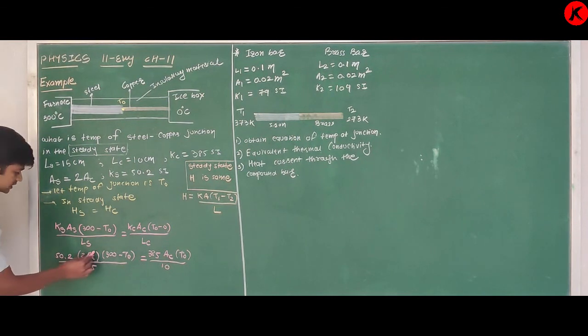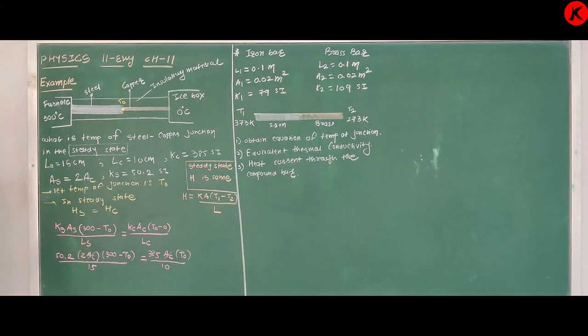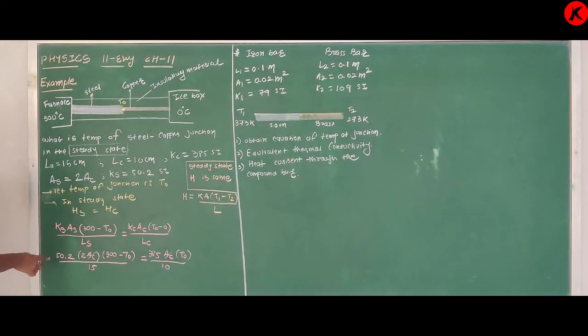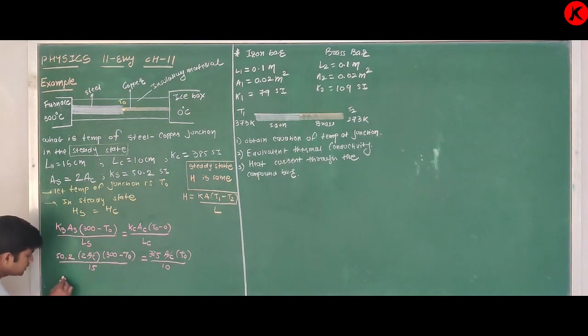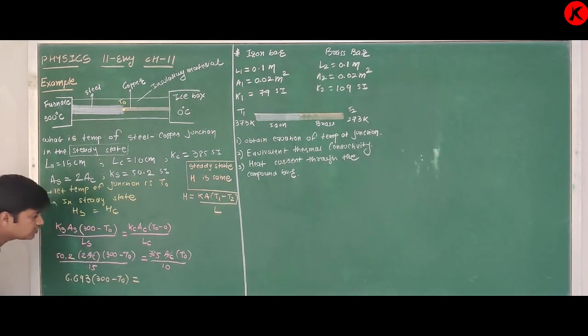You see, here AC cancels. Now the remaining terms you have to simplify. For example, 50.2 into 2 divided by 15, so it is 6.693. In bracket, it is 300 minus T0, is equal to this side.